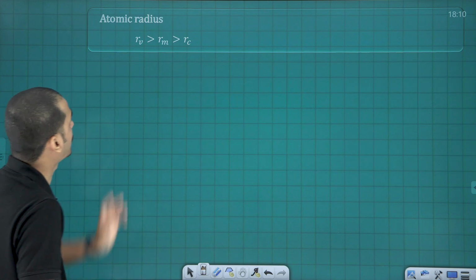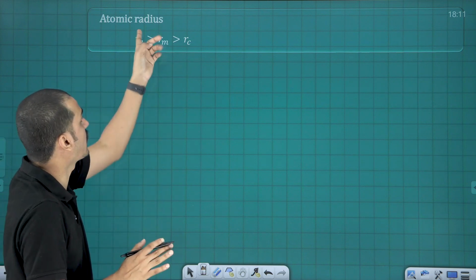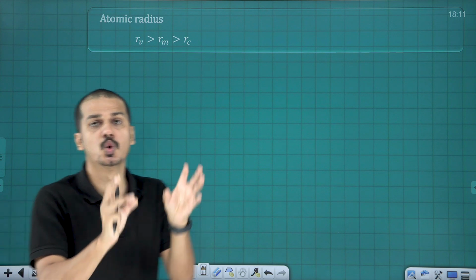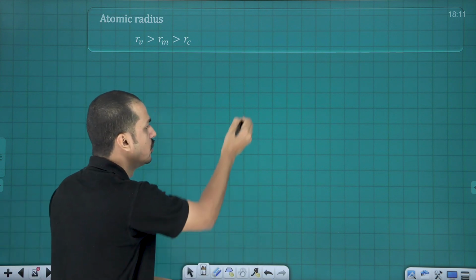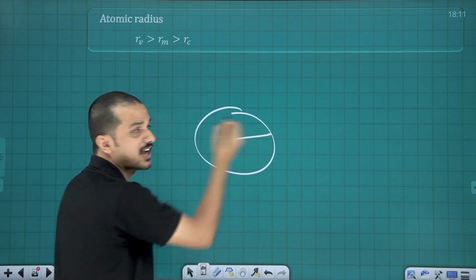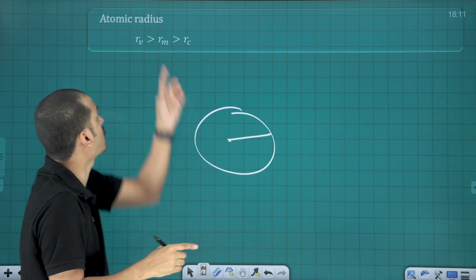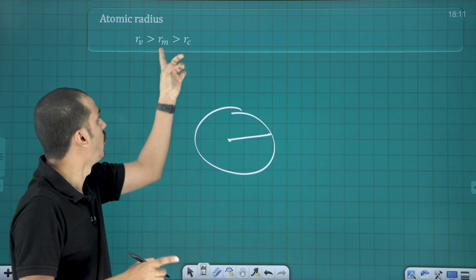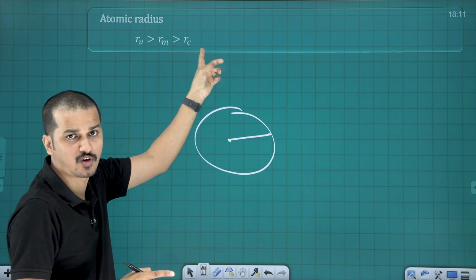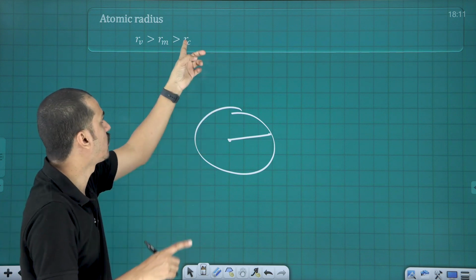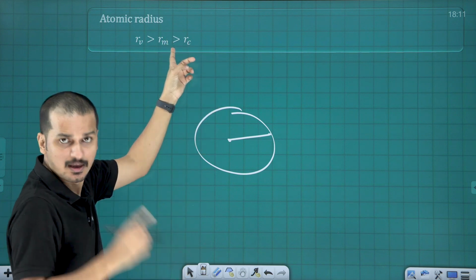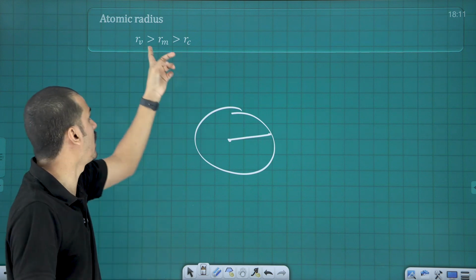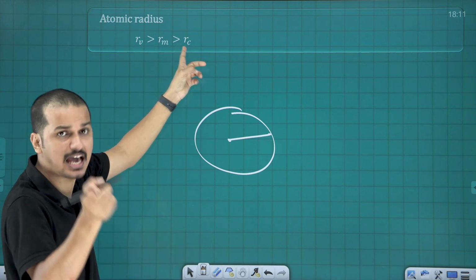First of all, we are looking at atomic radius. Atomic radius is the distance from the nucleus to the outermost shell containing electrons. That can be expressed in terms of van der Waals radius, metallic radius, or covalent radius. For non-metals, covalent radius. For metals, metallic radius. For noble gases, van der Waals radius. Always van der Waals radius is greater than metallic radius, which is greater than covalent radius.